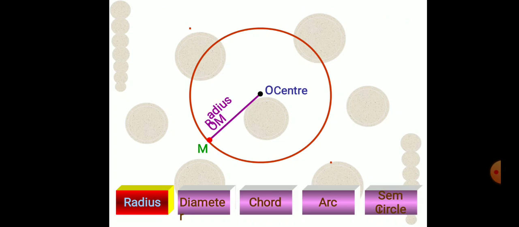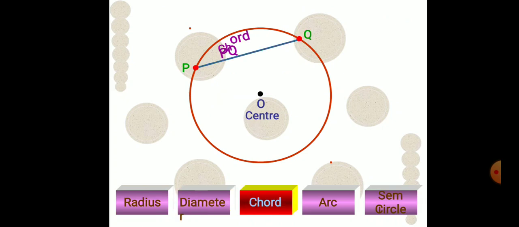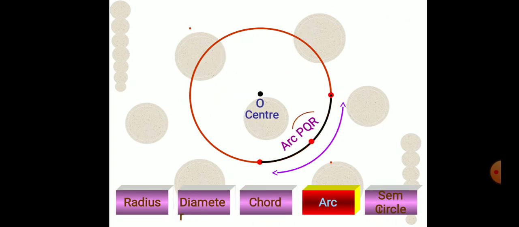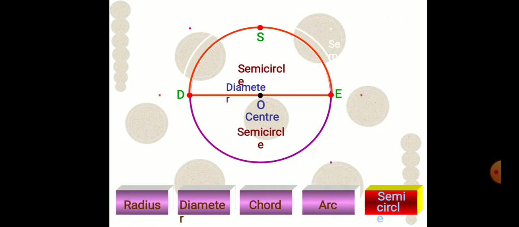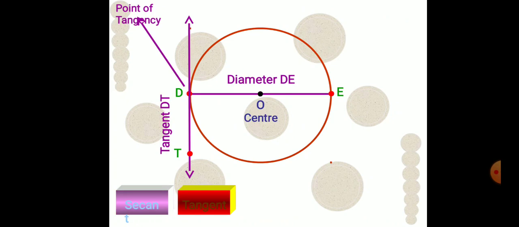Here OM is the radius of the circle. Next, the line segment DE is the diameter of the circle, PQ is the chord of the circle, and we have an arc here, PQR. Next we have a semicircle DSE. Next we have the secant: the points M and X are on the circle, so the line passes through it. This is the secant of the circle. And finally we have the tangent. The line meets the circle at the point D, so that point is called the point of tangency.